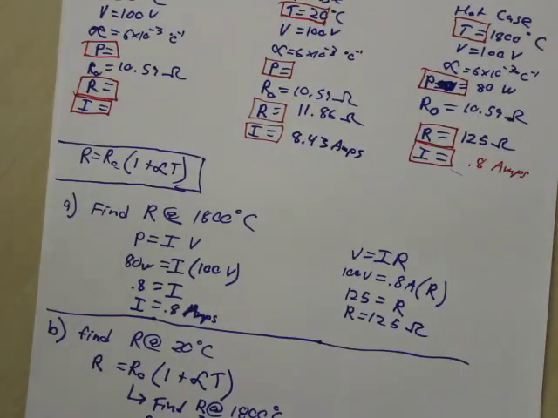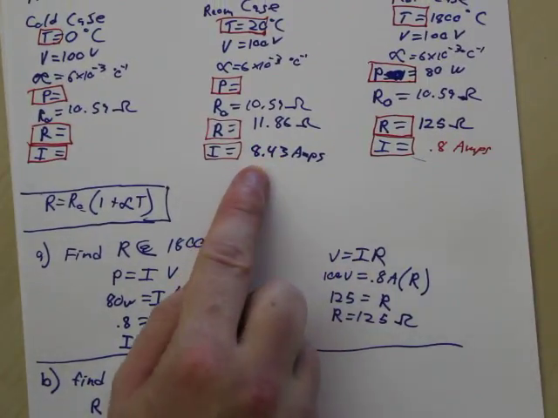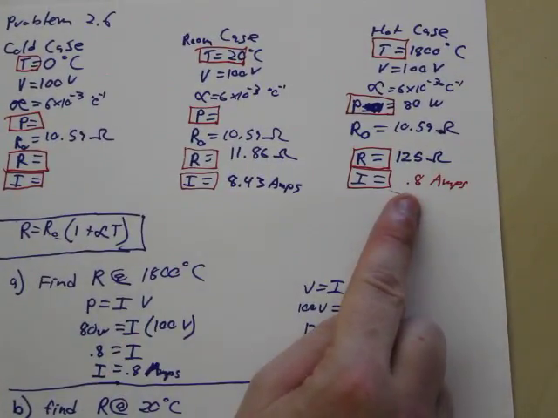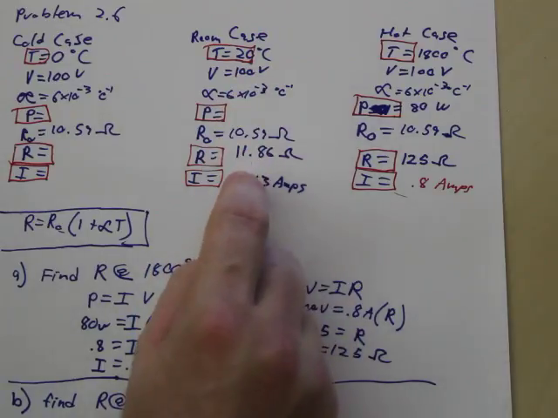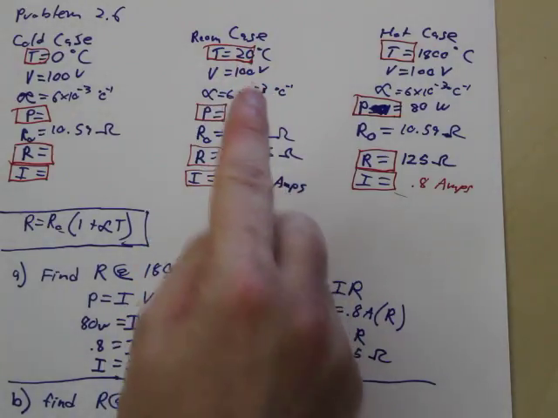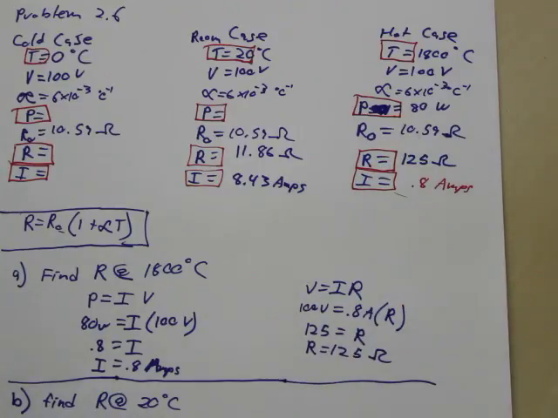Okay, so that answers now the current that each of these draws. So we have the current of 8.43 amps and 0.8 amps. So a huge amount of current goes through when it's early in the cycle, when it's 20 degrees Celsius. And less current goes through as it gets hotter. So let's look at question D.